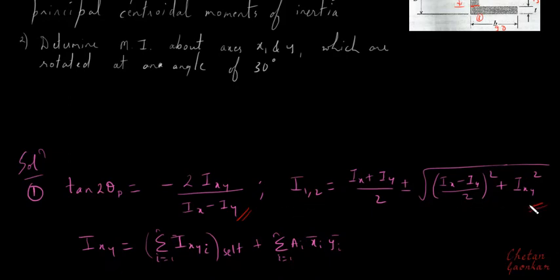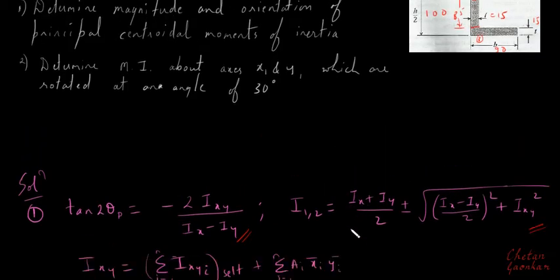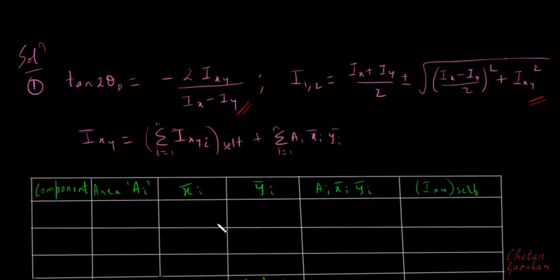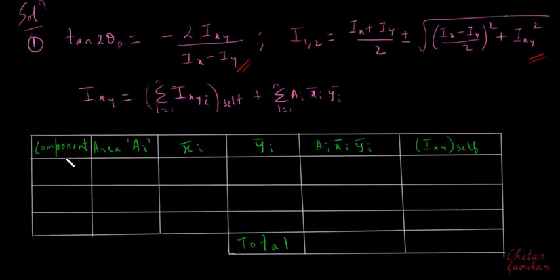For that, if you remember, in the session on product of inertia we had seen that the product of inertia can be found by this expression: product of inertia Ixy is Ixy self plus the summation of area multiplied by x distance multiplied by y distance. This can be found very easily by using this table. First, in the first column of this table we have the number of components.